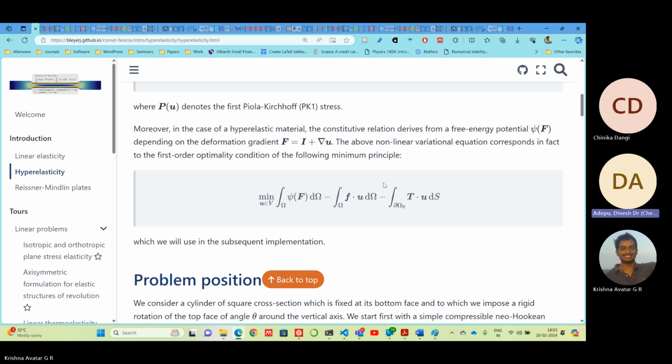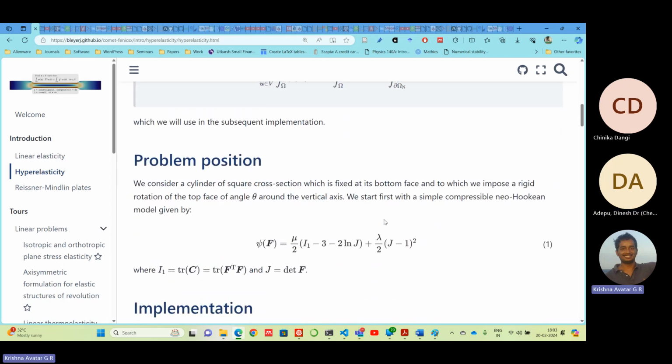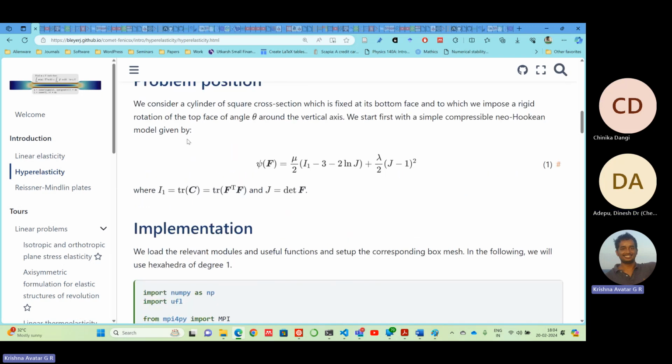Okay, so now we come to the problem form. Now we come to what the problem essentially is. We consider a cylinder of square cross section, which is essentially a way of saying it's a cuboid. It is fixed at its bottom edge and we impose a rigid rotation of the top face of angle theta about the vertical axis. So it's a complicated problem: we have a cuboid and the upper face we are giving a twist.